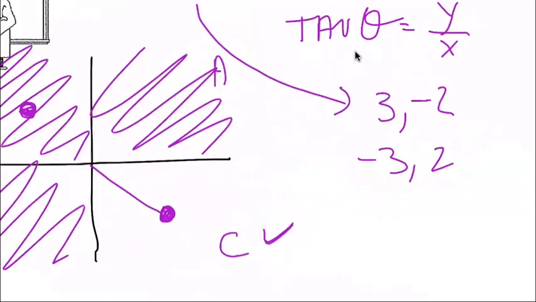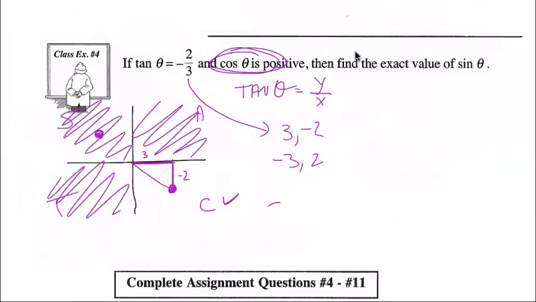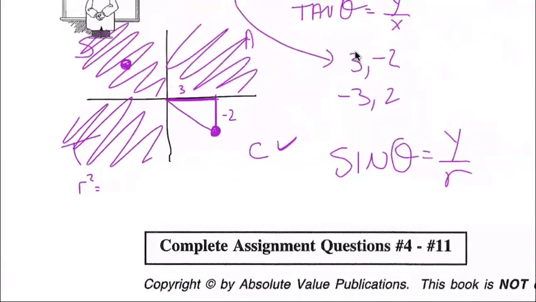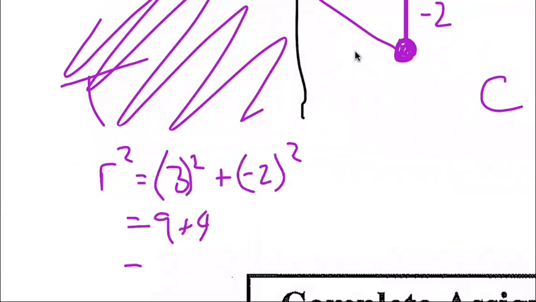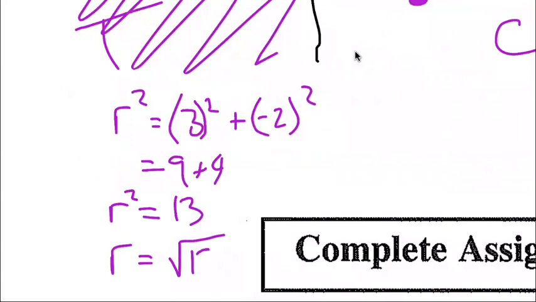Well, I know that this is 3, this is -2, and sine theta is y over r, and I don't have r yet. So now I have to find r. R squared is equal to 3 squared plus -2 squared, which is 9 plus 4, which is 13. R squared is 13. R is equal to square root 13.